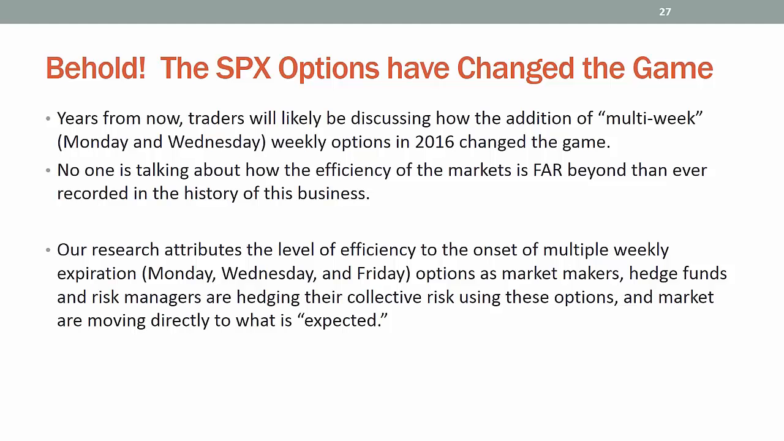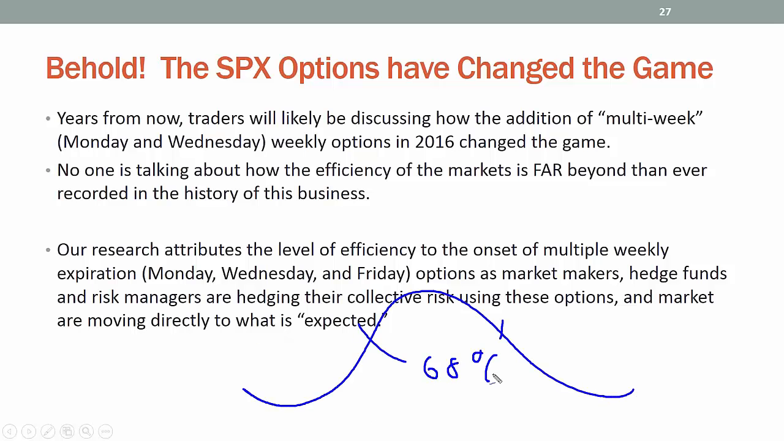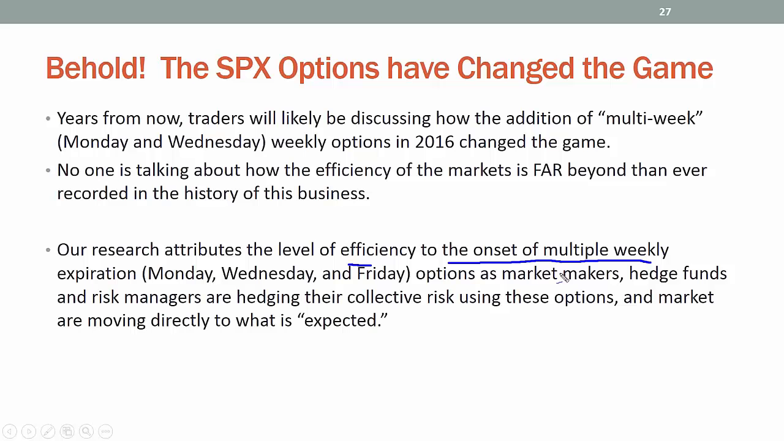No one's talking about how the efficiency of the markets is far beyond that of ever recorded in the history of this business. Here's the crazy thing, and one thing I have not yet alluded to. There's supposed to be 68% of all occurrences in one standard deviation. There's not right now. There's closer to 88% of all occurrences. 88% of the time we're ending up in one standard deviation. Our research attributes the level of efficiency to the onset of multiple weekly expiration, Monday, Wednesday, and Friday options.